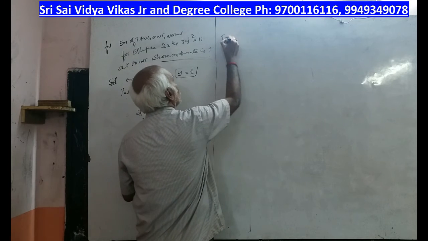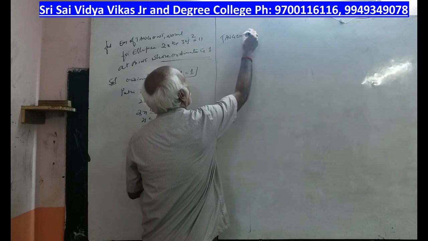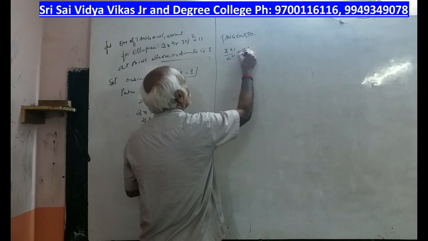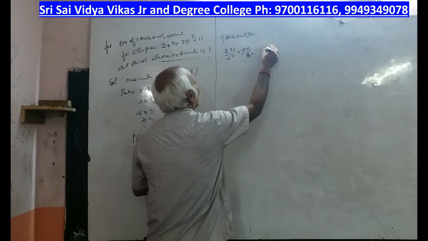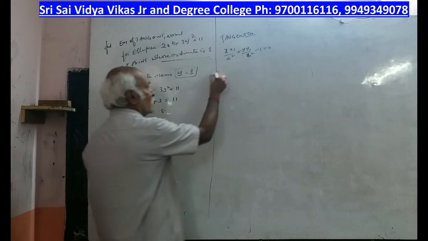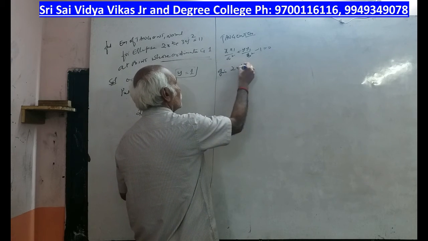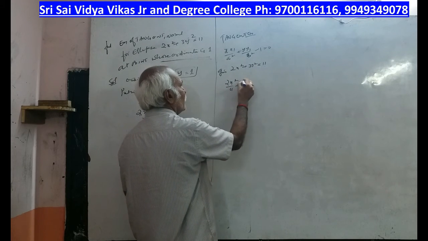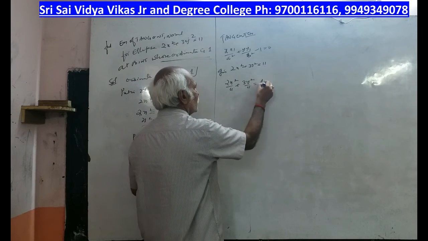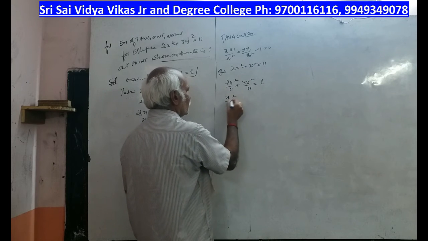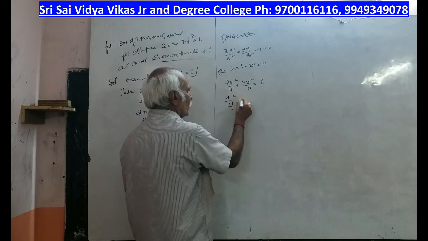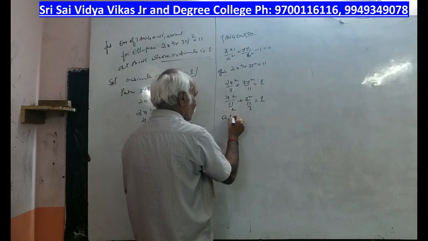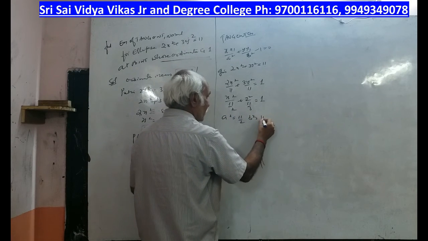First I will write the tangent equation: xx1 by a² plus yy1 by b² minus 1 is equal to 0. Now we have not converted it. Given 2x² plus 3y² is equal to 11. Divide by 11: 2x² by 11 plus 3y² by 11 is equal to 1. So this becomes x² by 11/2 plus y² by 11/3 is equal to 1. So what is the a² value? 11 by 2. b² is 11 by 3.